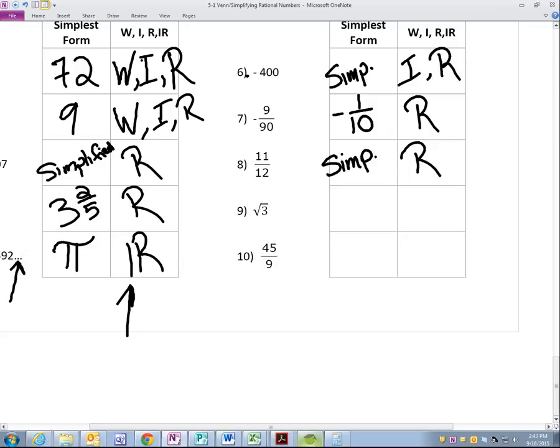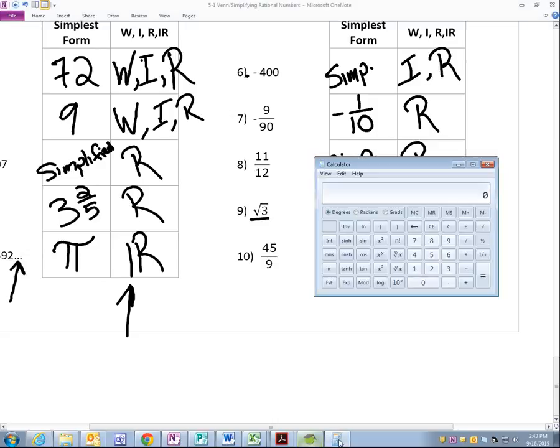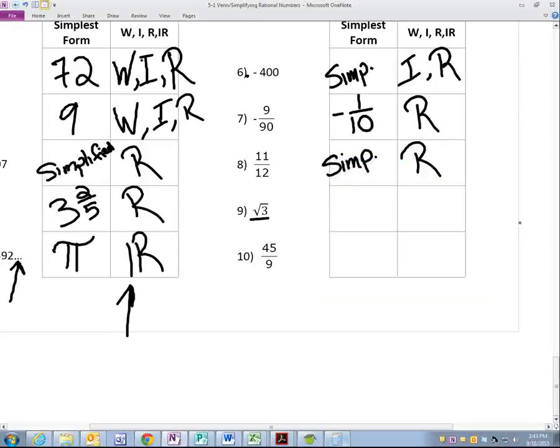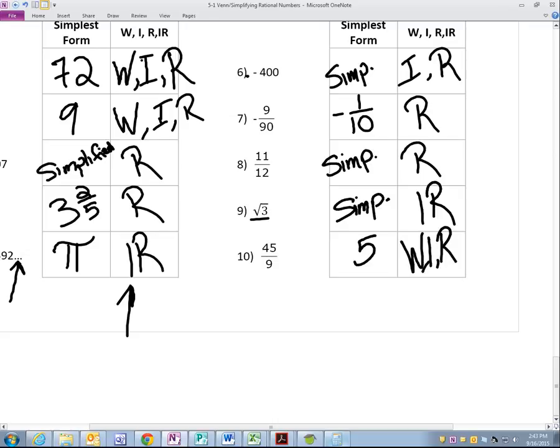We have the square root of 3, which is actually 1.7320508075688772, that long thing. Okay, it's already simplified. It is IR, irrational, no comma. Then we have 45 divided by 9 can be simplified by just saying 5. And that is a WIR. W-I-R.